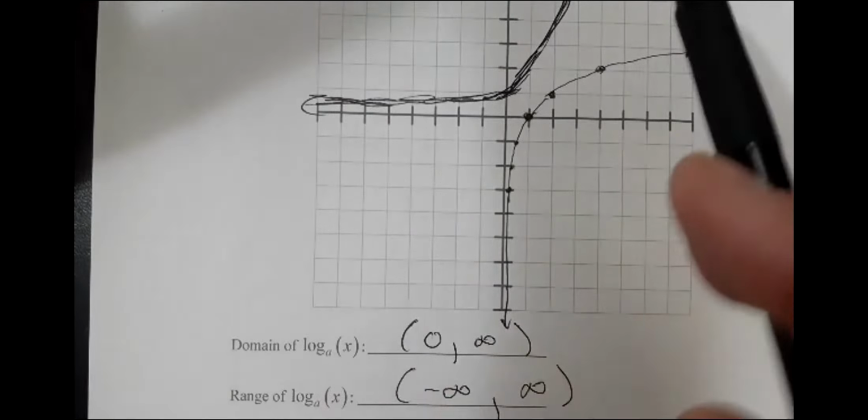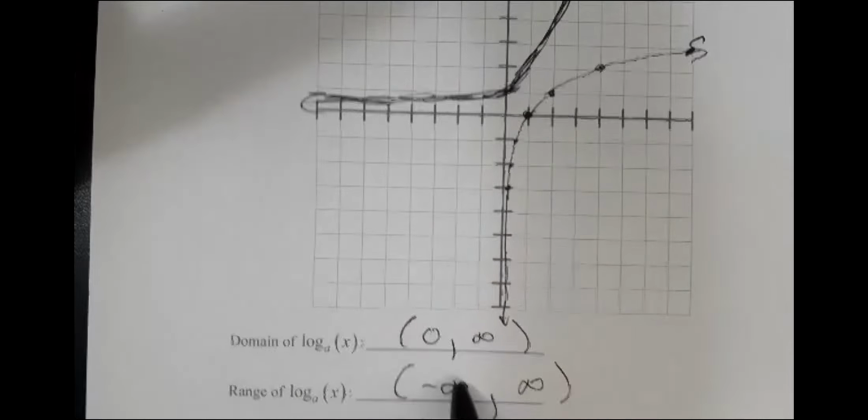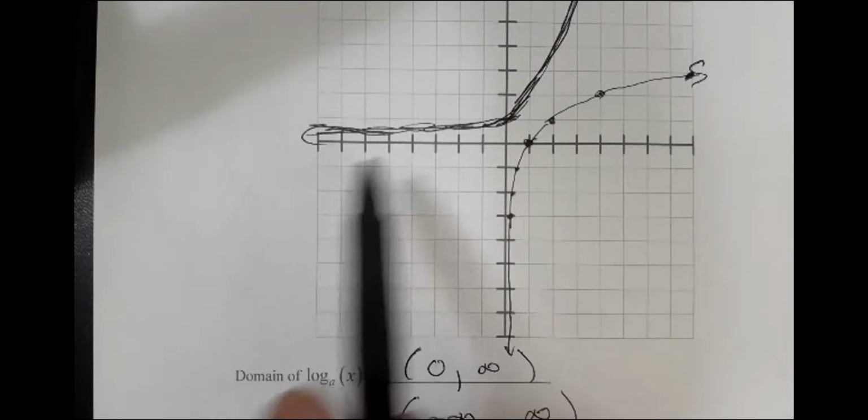What can I plug into an exponential? I can plug in anything from minus infinity to infinity. What is it going to spit out? It's going to have this horizontal asymptote at 0, and then it's going to keep going up.